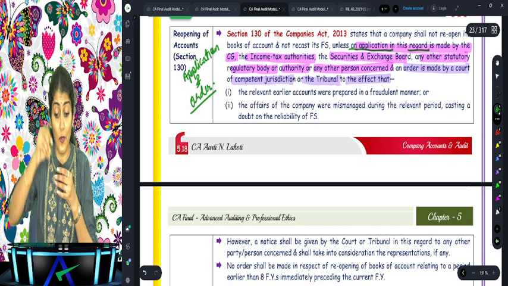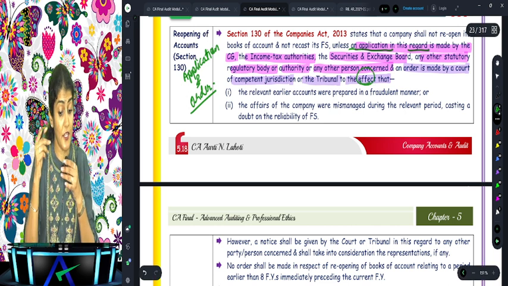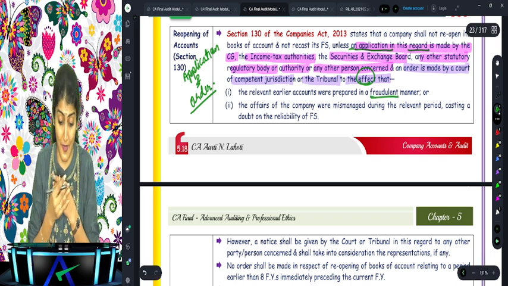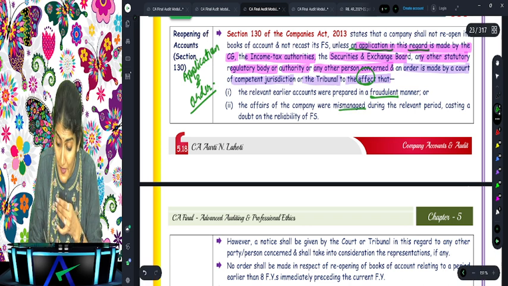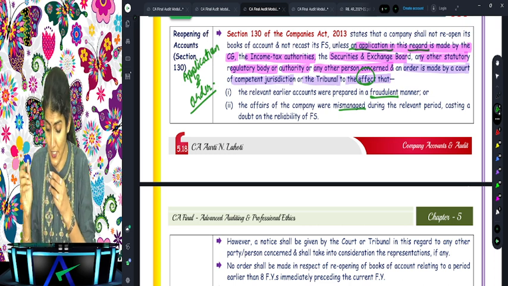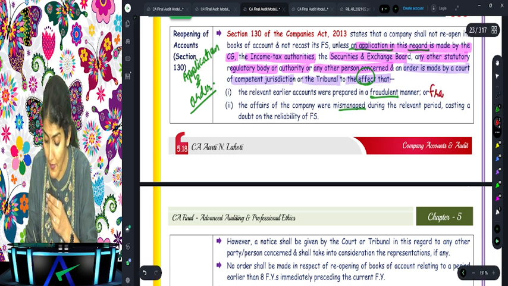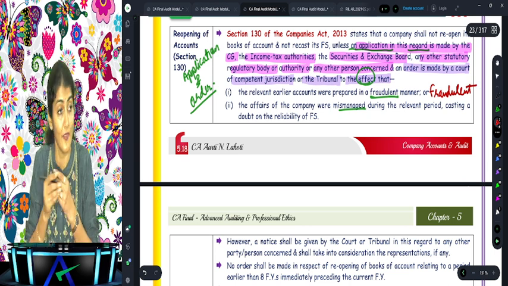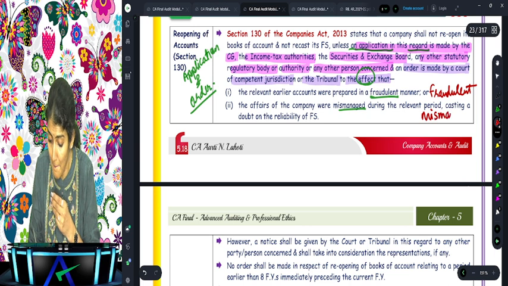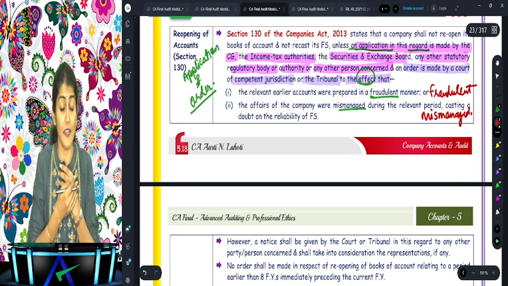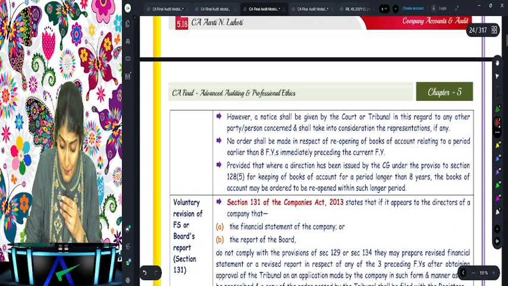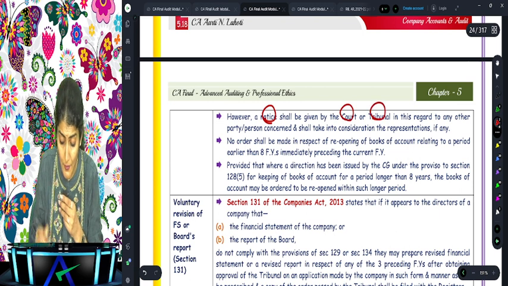And then after that, what does it say? To the effect that, what should the application and order be? That the relevant earlier accounts were prepared in a fraudulent manner, as in Satyam, or the affairs of the company were mismanaged during the relevant period, casting a doubt on the reliability of the financial statements. Are you getting that? Then the notice shall be given by the court or the tribunal in this regard.